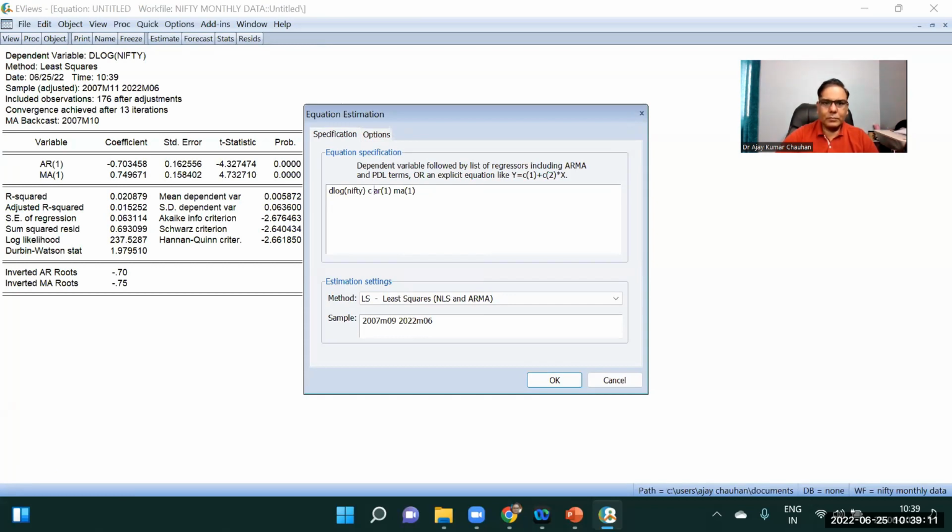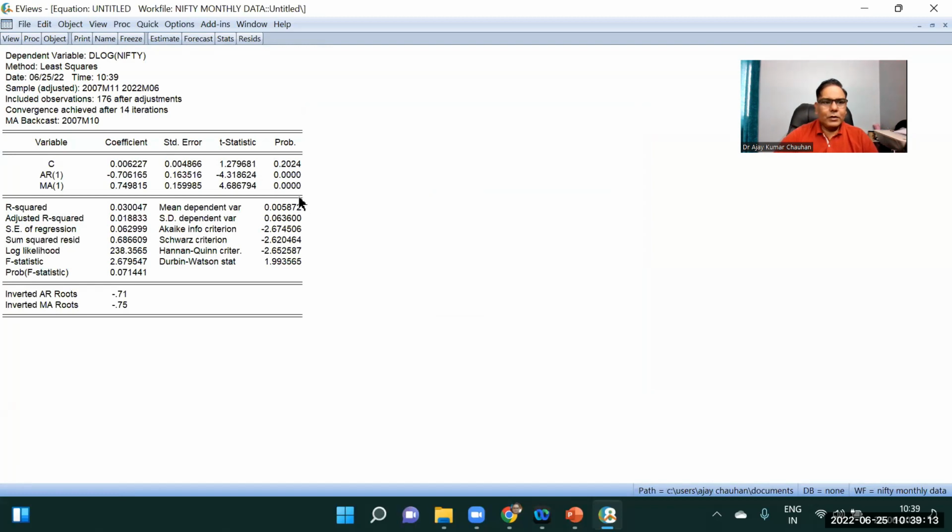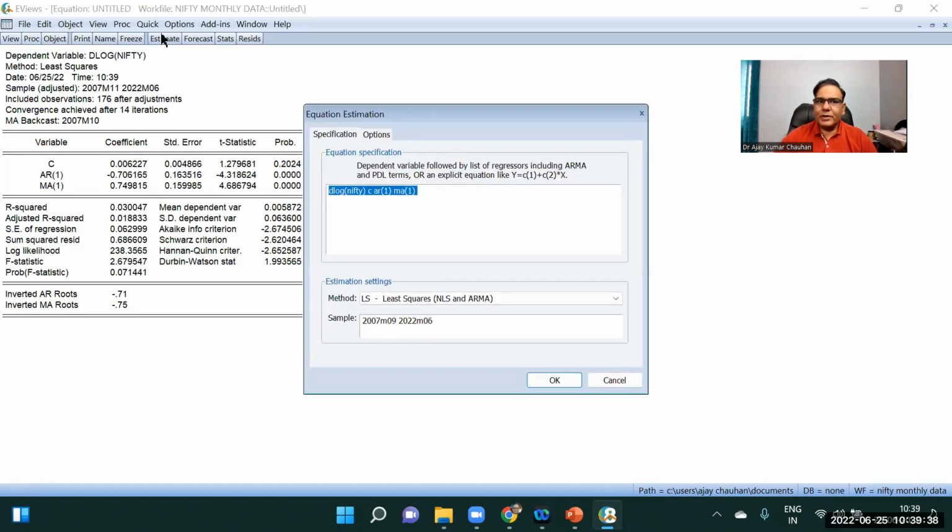So both the AR term and MA term are found to be significant. So it means we can take it. And one thing you have to note down: this AIC value is minus 2.6745. If this value comes down, then it's always better. Now I'm going to the estimate. Whenever you want to go back, you click on the estimate.